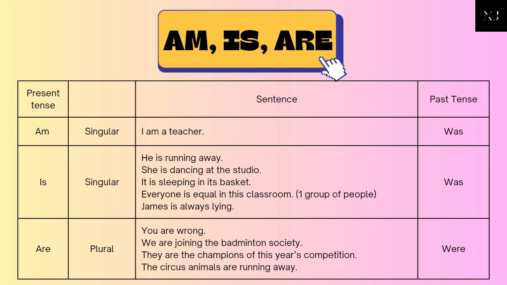Okay, so obviously "we are" and "they are" are going to be correct because that is more than one person. And "the circus animals are running away." Y'all can see circus animals. Animals has S, meaning there's more than one. So we can deduce, we can think of it as a plural, and hence we use "are." Okay, so the past tense for "am" and "is" is the same, which is "was," and the past tense for "are" is "were." Okay, so please remember, these are definite things, this will not change.